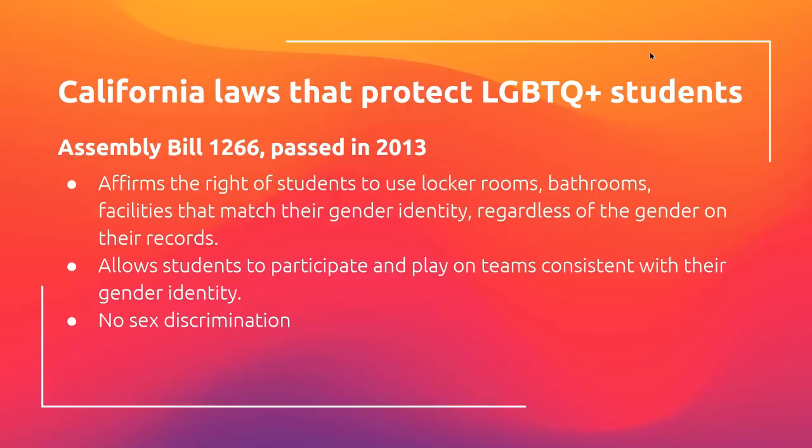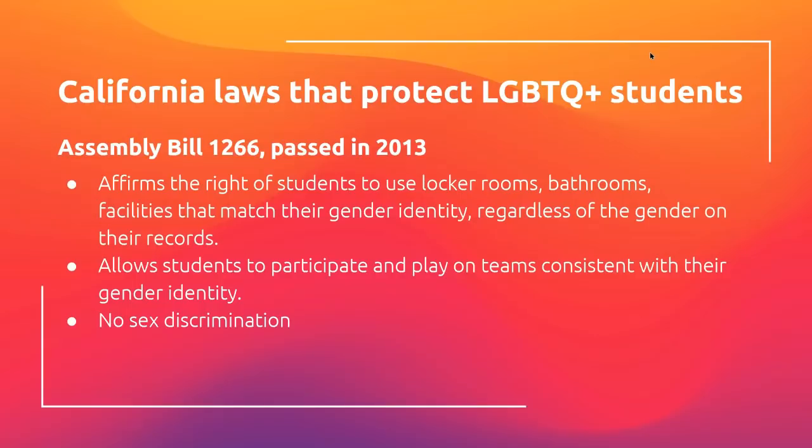And so the second California bill was passed in 2013, and this focuses on sex discrimination. It affirms the rights of trans students to use locker rooms, bathrooms, and facilities that match their gender identity, regardless of the gender on their records, which could mean on their birth certificate, driver's license, etc. It also allowed students to participate and play on sports teams consistent with their gender identity. Now, this is super important in current issues right now because many states are trying to pass legislation banning trans kids and specifically trans women from playing on sports teams.